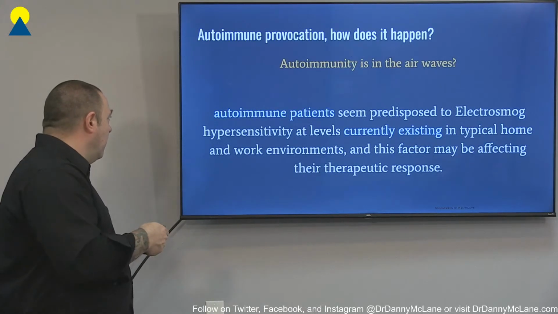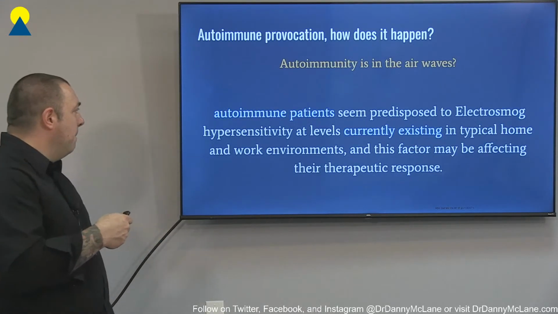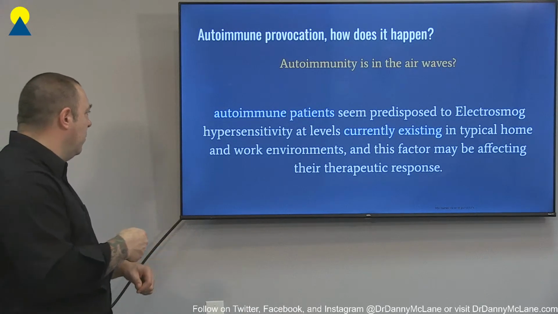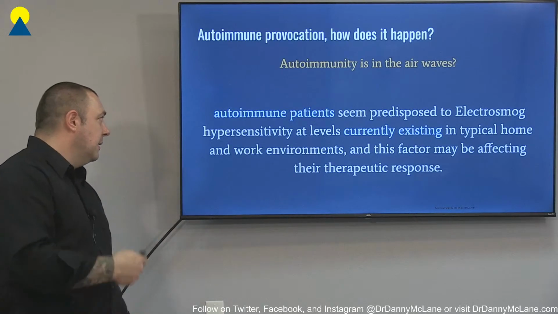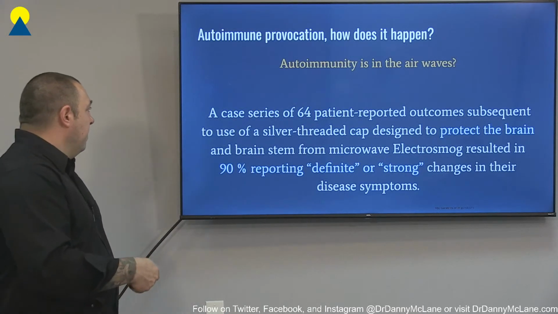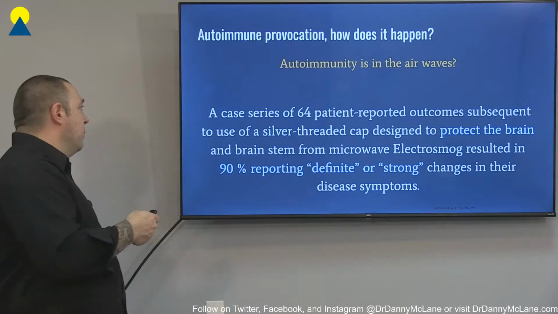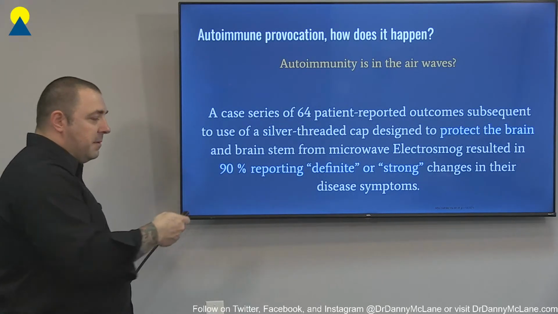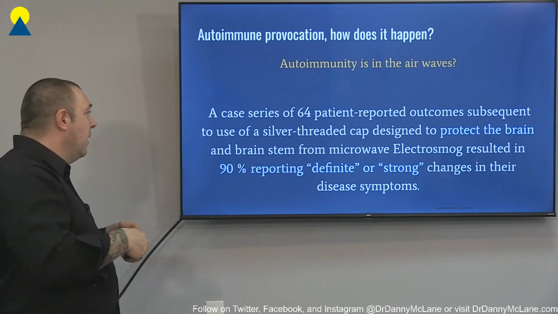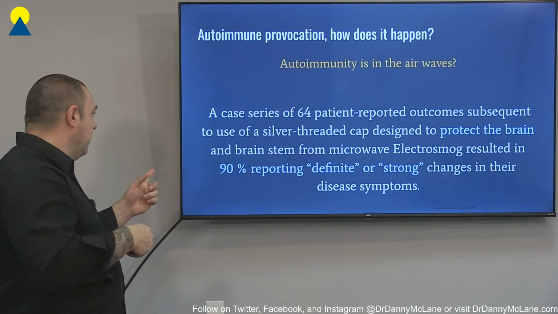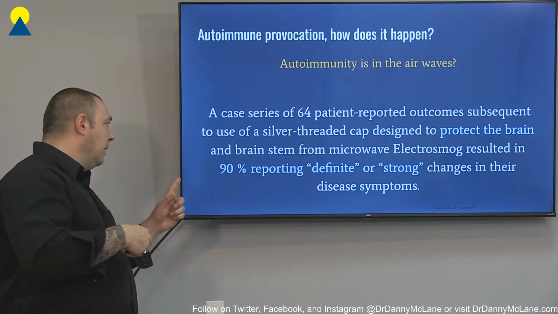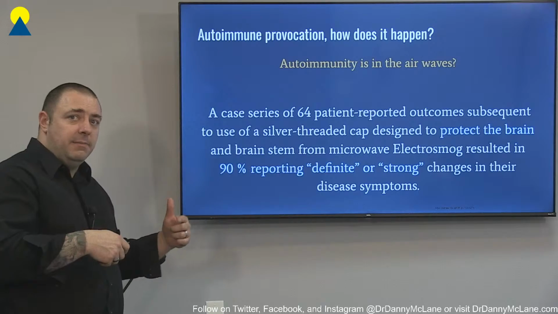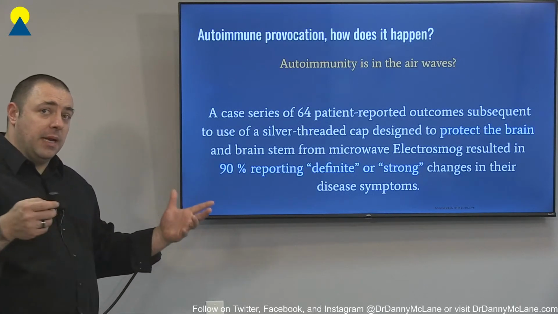All right, autoimmune patients seem to have a predisposition to electrosmog hypersensitivity at levels currently existing in the typical home and work environments. Yikes. Okay, a series of 64 patient-reported outcomes subsequent to the use of a silver-threaded cap. So a silver-threaded cap is basically a Faraday cage that you can wear on your head. And bottom line is 90% reported a definite or strong change in their disease symptoms. So the people that are affected by this, there is a way to treat it, and basically it's blocking out the electrosmog.